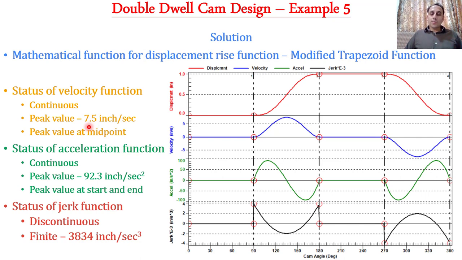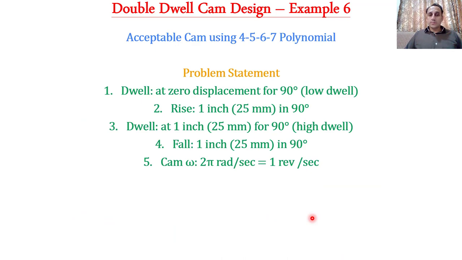The velocity is 7.5, which is not the lowest. The lowest which we got was 7. The acceleration is 92.3, which is also not the lowest but not the highest, which is an intermediate value. But the thing is, the acceleration function is continuous. The jerk function is discontinuous, but it's very much smooth, so vibration will be reduced.